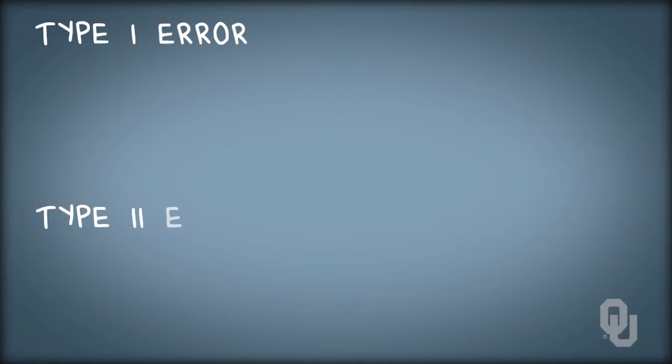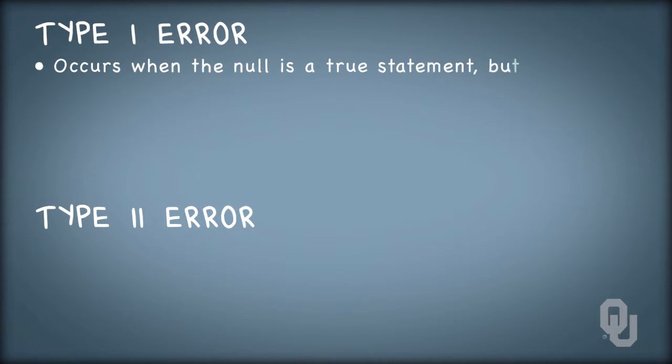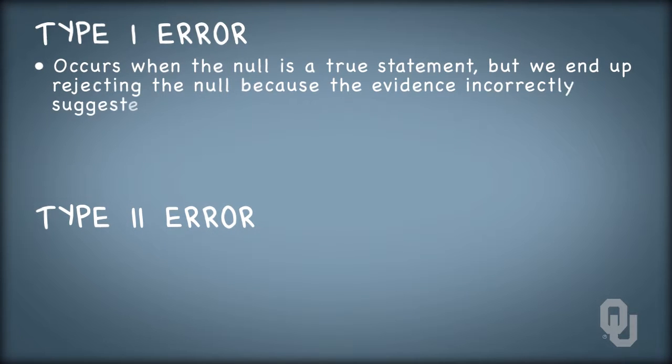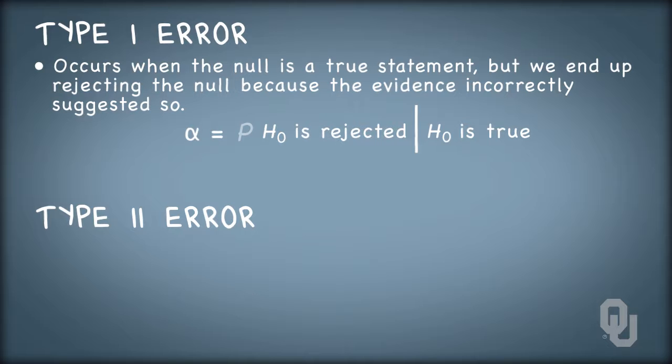The two errors are type 1 errors and type 2 errors. In stat speak, a type 1 error occurs when the null is a true statement, but we end up rejecting the null because the evidence incorrectly suggested that we should. We can think of a type 1 error as a conditional event: H0 is rejected given that H0 is true. The probability that a type 1 error occurs is a conditional probability. Alpha is the probability that the null hypothesis is rejected when the null is actually true.